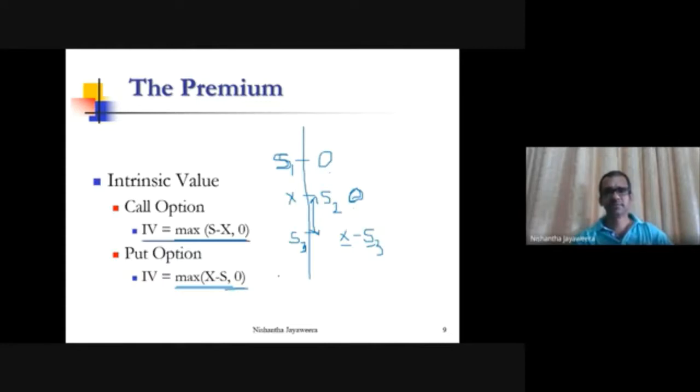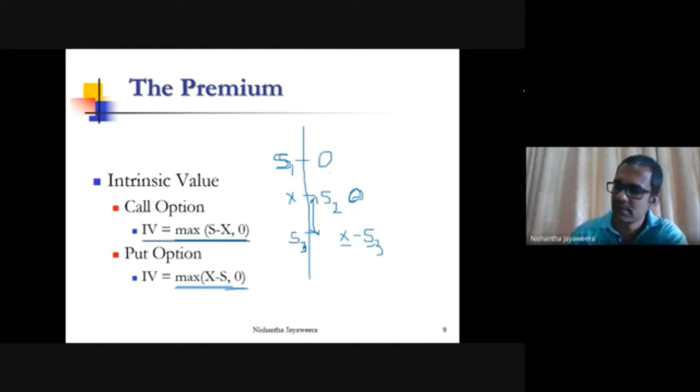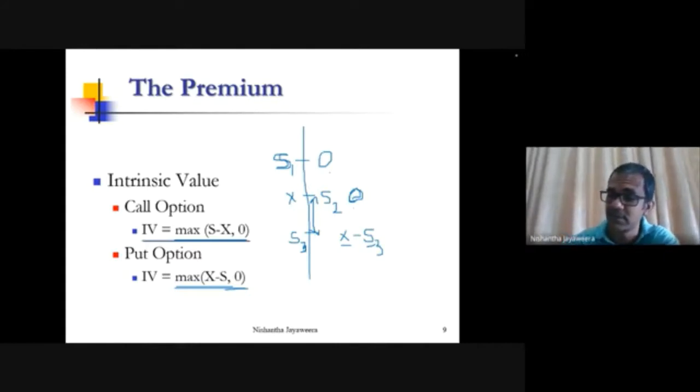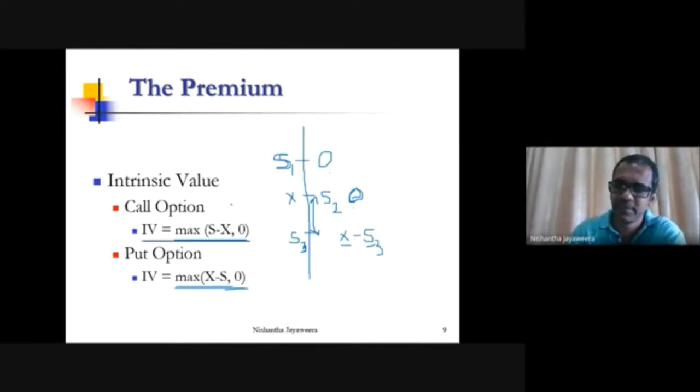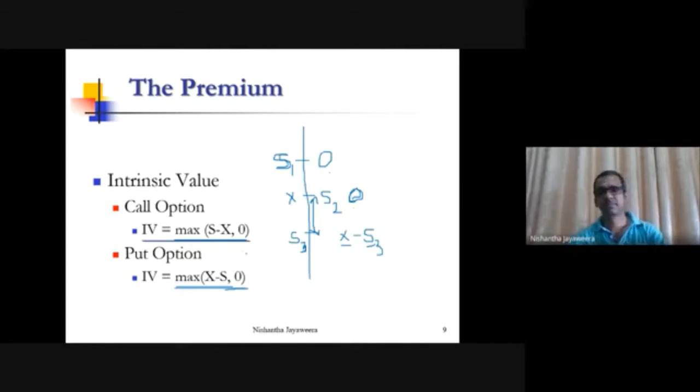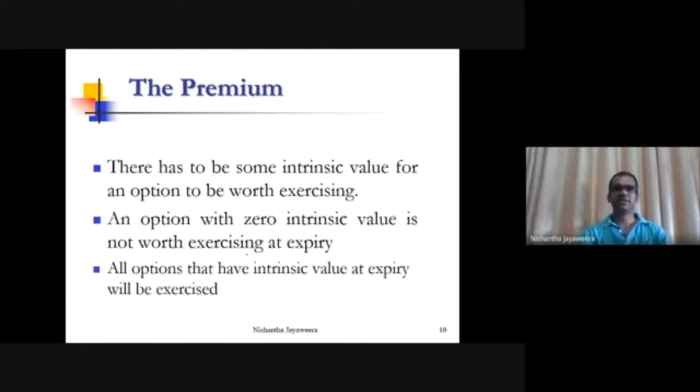Is it clear? What is this intrinsic value and how do we get this? Payoff can't be negative. Does that mean you can't make a loss? You can make a loss because the premium is paid. In the payoff, we don't consider the premium. What is the outcome of the option itself? Exercising or not exercising. That's how we get the intrinsic value.